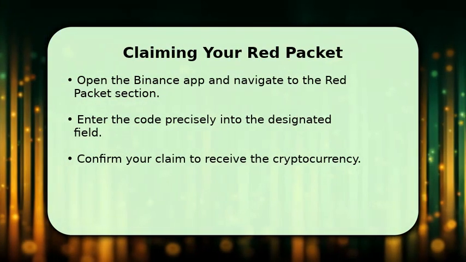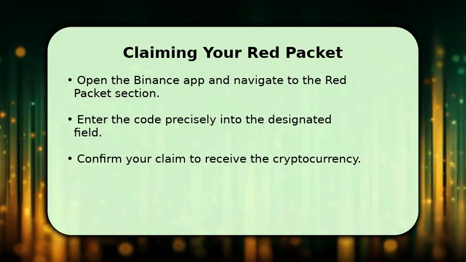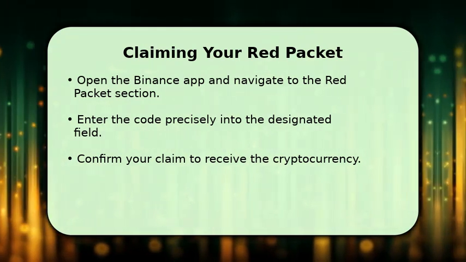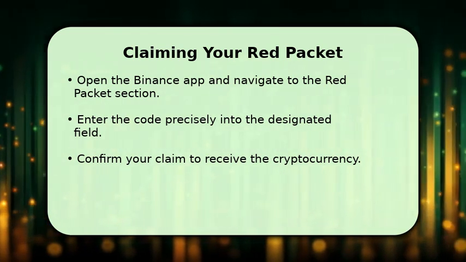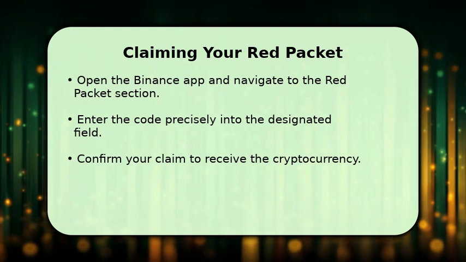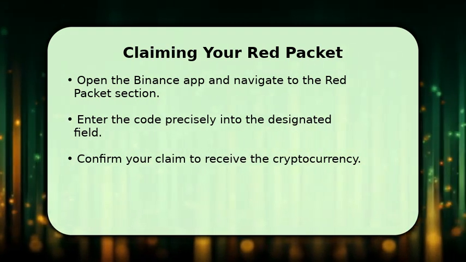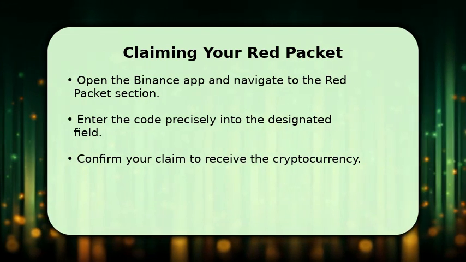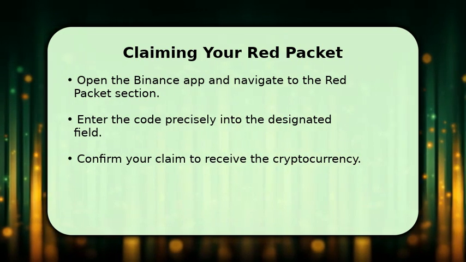Once you have a code, claiming your red packet is simple. Open your Binance mobile application and locate the red packet feature, usually found under the Pay section or through a direct search. Carefully enter the red packet code into the provided input box. Double-check for any typos before confirming your claim. The cryptocurrency will then be instantly credited to your spot wallet, ready for use.